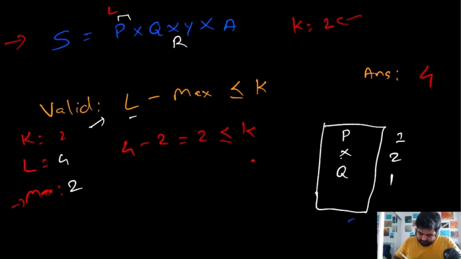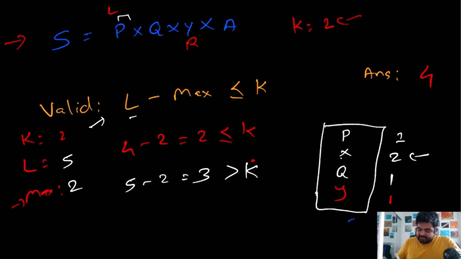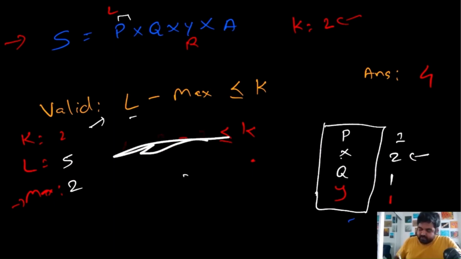Now again we will update the value of our r. Now r moves one value to the right. Now this is y. Y is occurring 1 time. Now the current length is 5, and the maximum occurrence we have is x, which is 2. So far we are good. Now we will do 5 minus 2. So 5 minus 2 is actually 3, which is greater than k, which means that this condition is not satisfied. Because this condition is not satisfied, we need to update the left element.